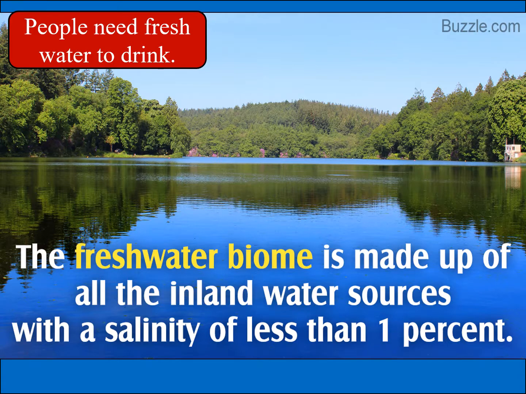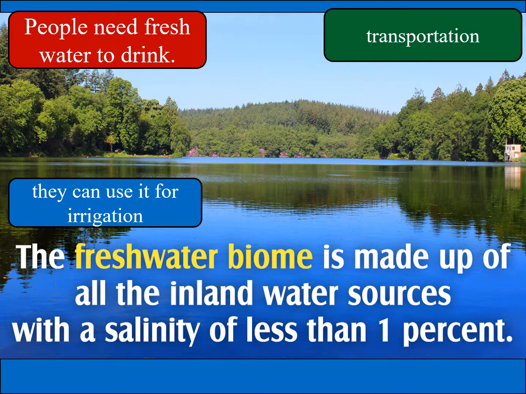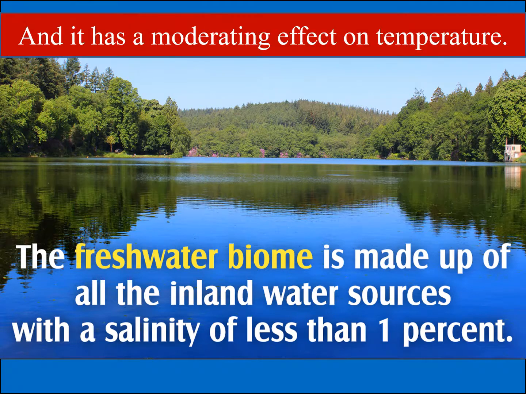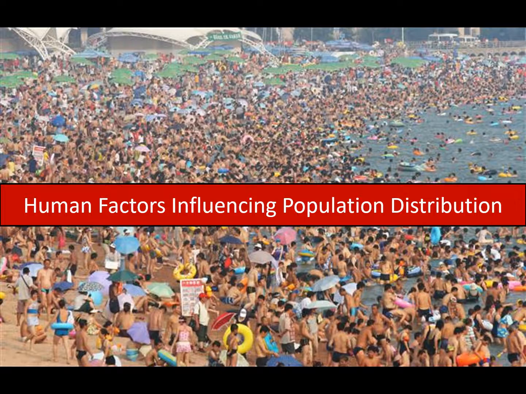We need fresh water to drink. We also can use it for irrigation for our crops. We can use it for transportation and to provide us food, and all of the fisheries and things like that are known as aquaculture. Water also has a moderating effect on temperature. People also have a desire for natural resources, such as forest products and minerals, so we are also going to live near those. Human factors influencing population distribution.